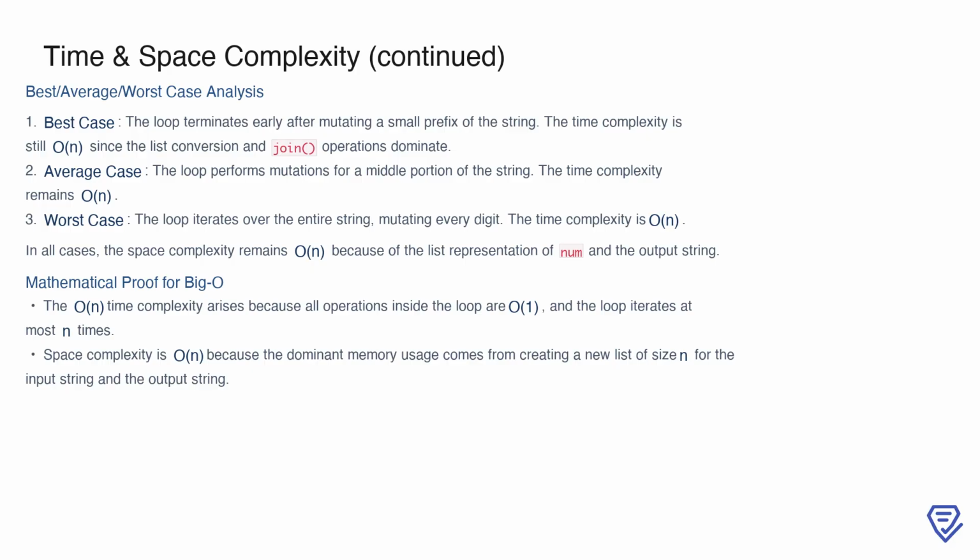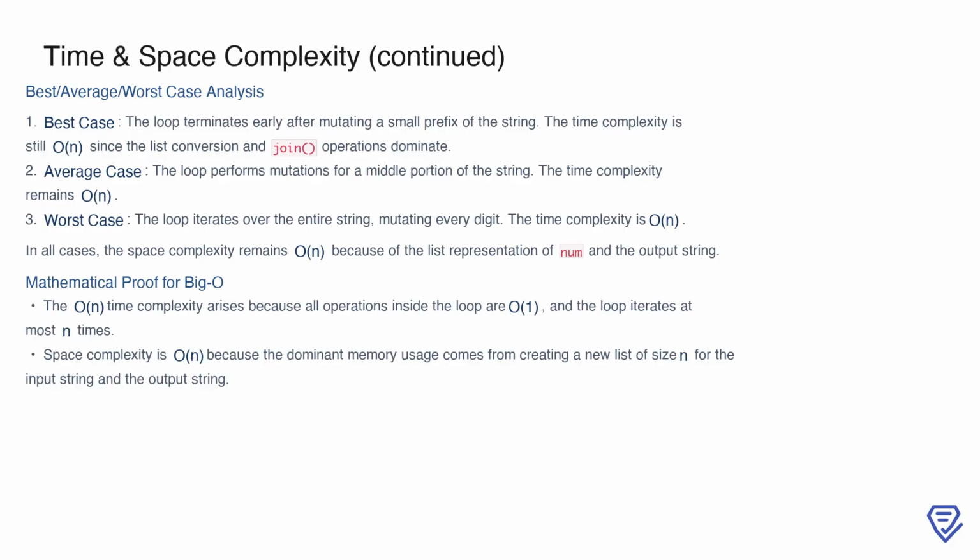However, since converting the string to a list and joining it back into a string still take O(n), the overall time complexity is O(n). In the average case, the loop may perform mutations for a middle portion of the string, but even here, the time complexity remains O(n) due to the linear nature of the operations. In the worst case, the loop iterates over the entire string, mutating every digit. Even then, the time complexity is still O(n).